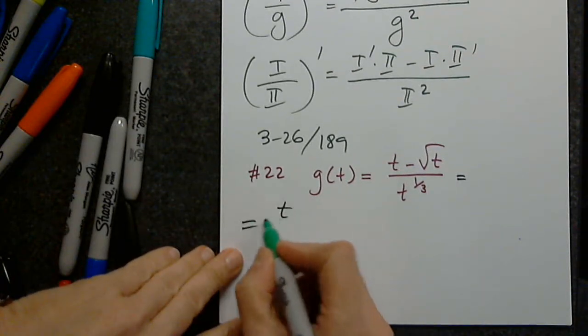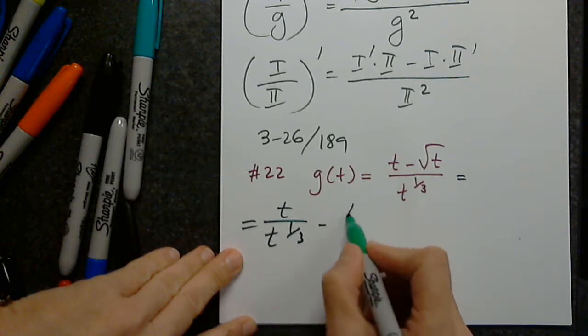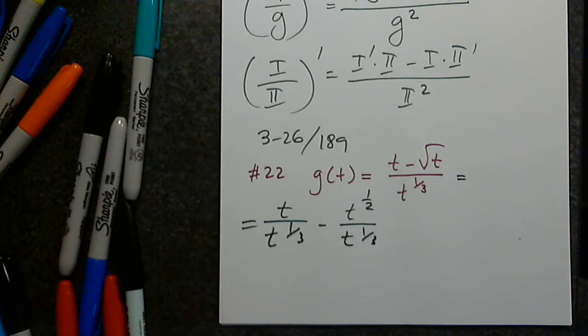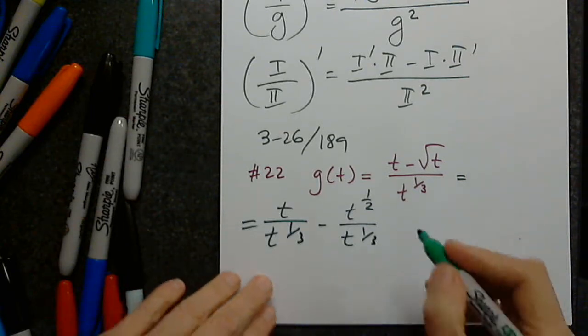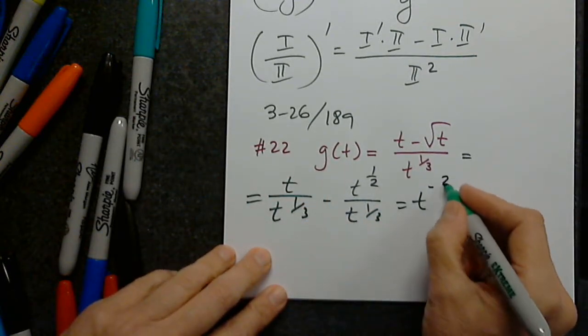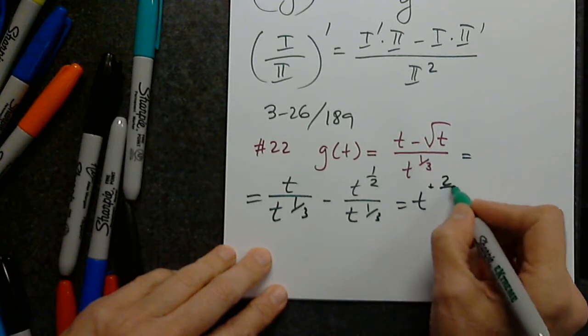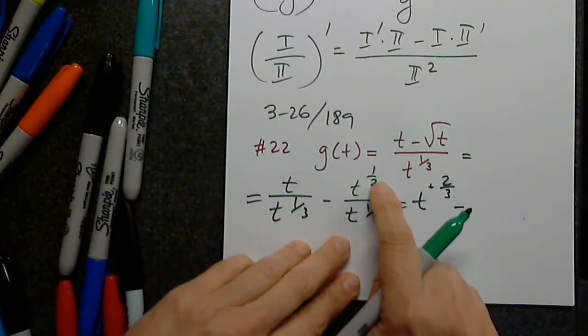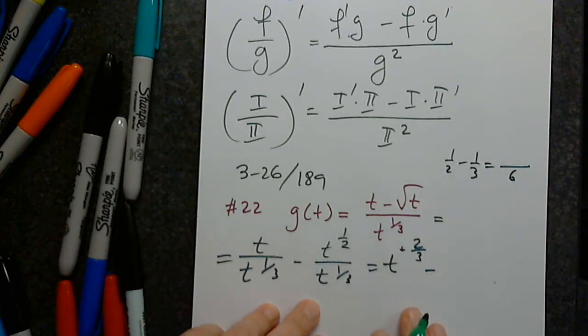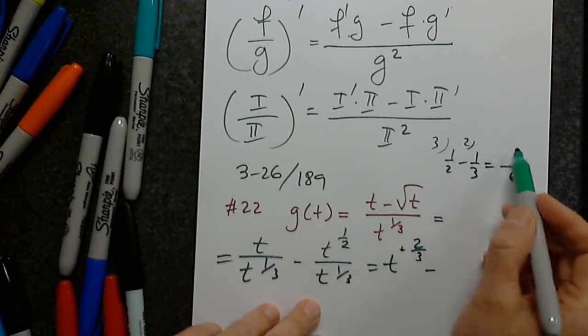So I'm going to say t divided by t to 1/3 minus t to 1/2 over t to 1/3. Because that simplifies things quite a lot. I was able to separate the fraction because the denominator is just one term. And then I copy the base and I subtract the exponents. 1 minus 1/3 is positive 2/3. Minus 1/2 minus 1/3. 1/2 minus 1/3, the least common denominator is 6. And then I have 3 and 2, so it's 1/6.